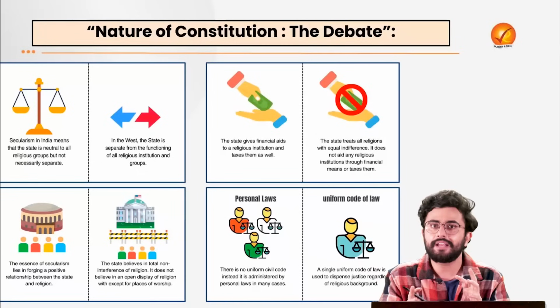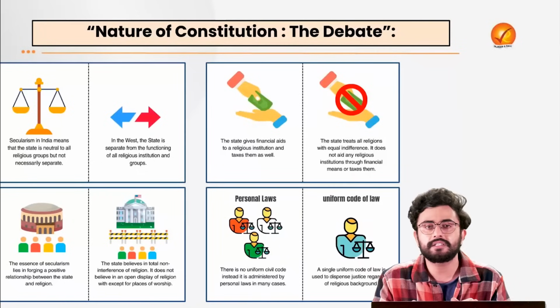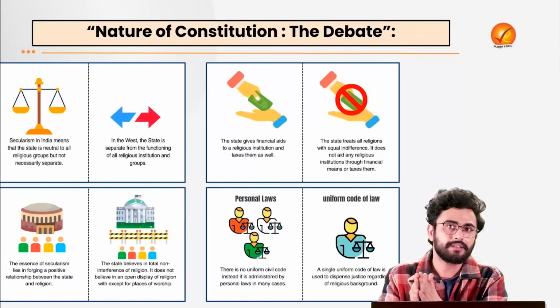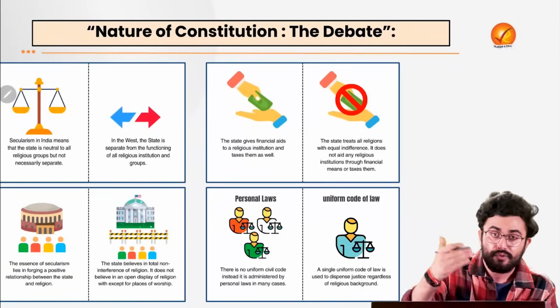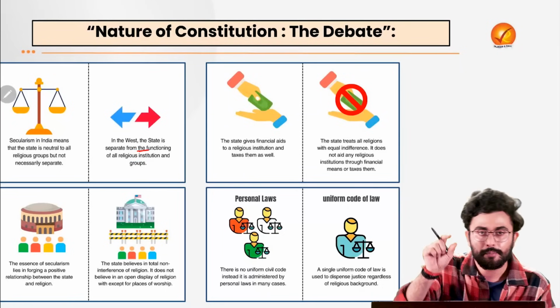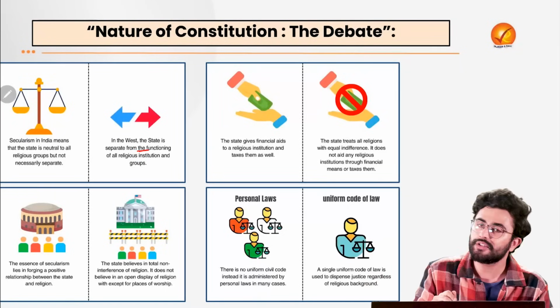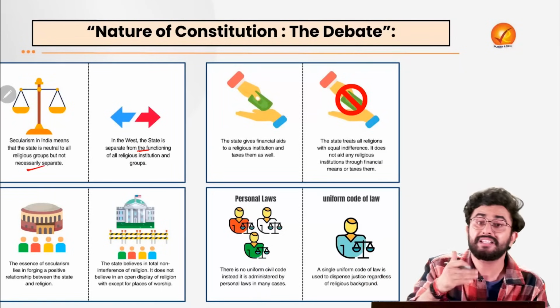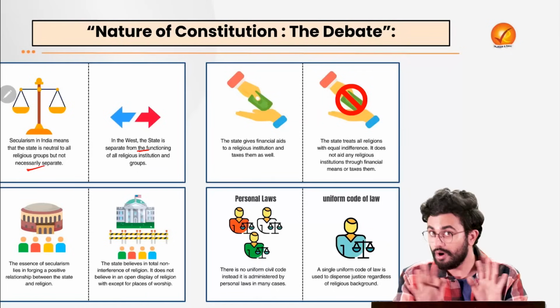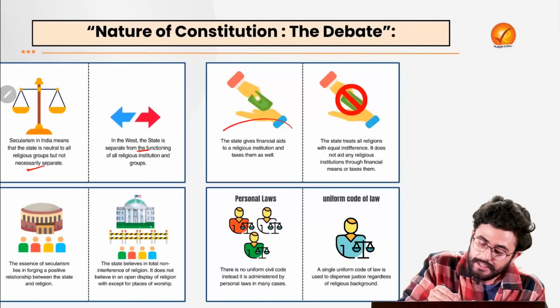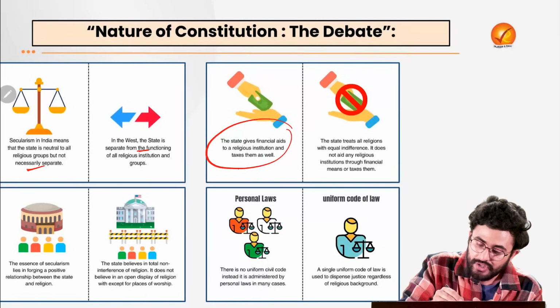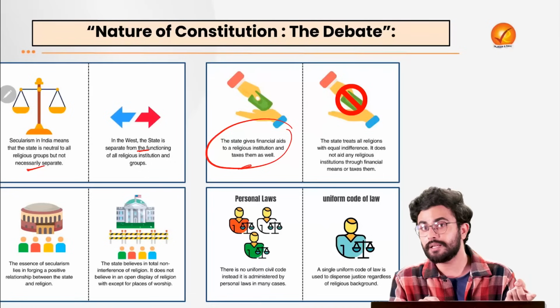For a clearer clarification between Western and Indian secularism, just have a quick look at this table. So secularism in the West, what does it mean? The state is completely separate from the functioning of religious institutions. However, in our country, the state is neutral to all religious groups, but not necessarily separating itself. The state in our country gives financial aid to religious institutions and taxes them as well.